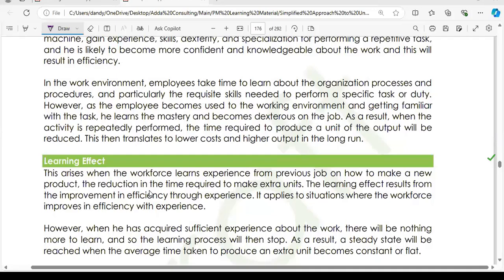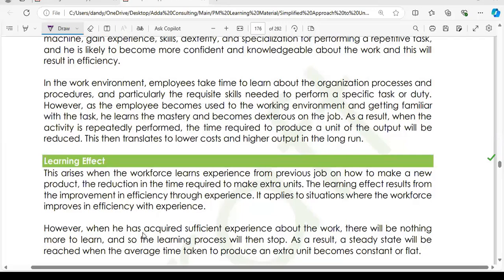It also applies to situations whereby the workforce improves in efficiency with experience. So if you are able to cut down the time you spend to perform a particular task, that means the learning effect has been applied. That's the interpretation.